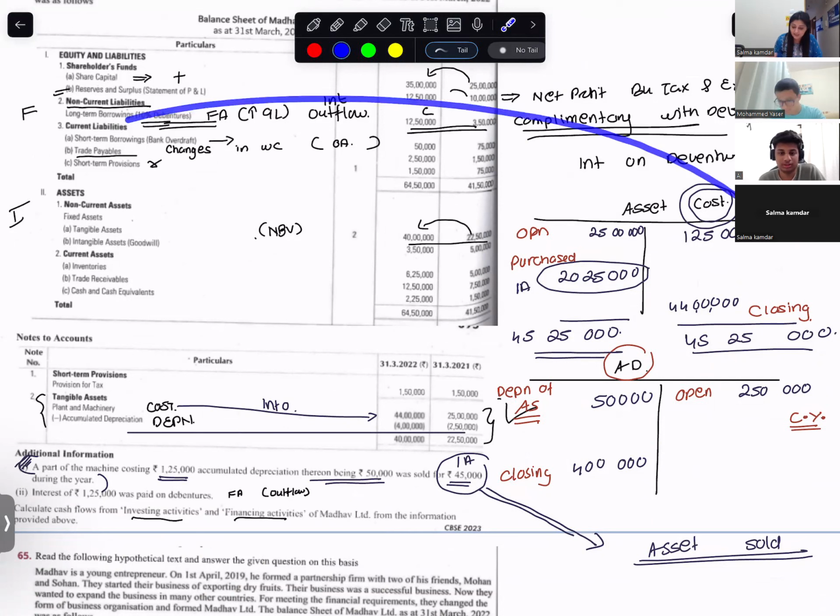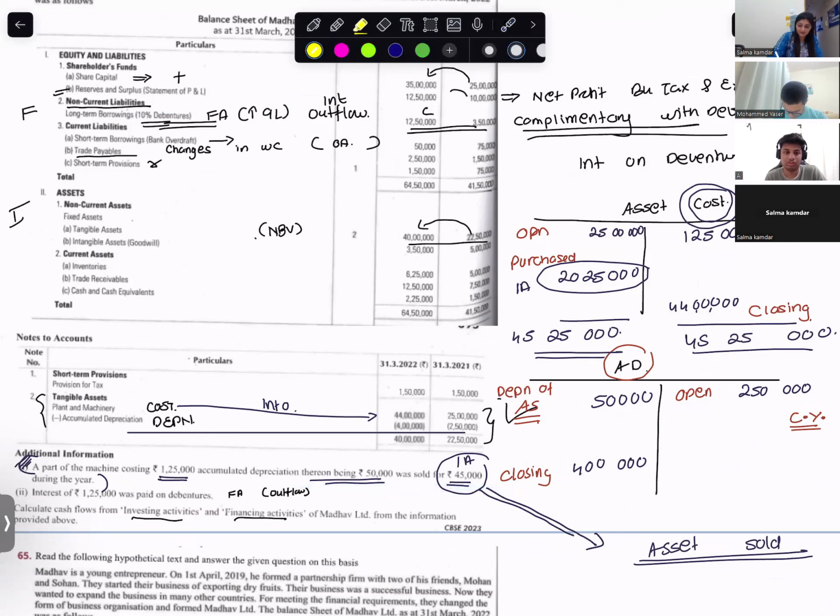Assets, na? So what will you write? We've discussed the full sum. Now tell me, where is investing activity? The first one is this sale of machine. Sale of plant and machinery, how much? 45,000. So this will be your first investing activity.